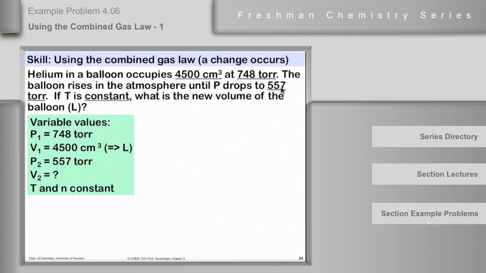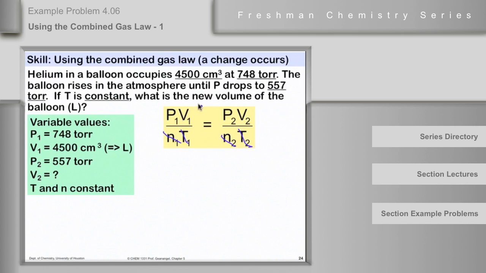P2, as the question says, is 557 torr, and we've got to solve for V2, and we are assuming that T and N are constant. So if we take the combined gas law in its full glory here, we're going to cancel out N1 and N2 because they're the same. We don't have to worry about that. And we're also going to cancel out T1 and T2 because we're assuming the temperature is constant.